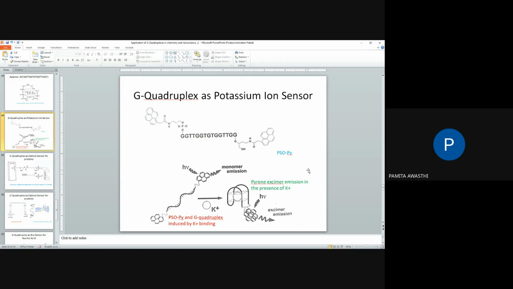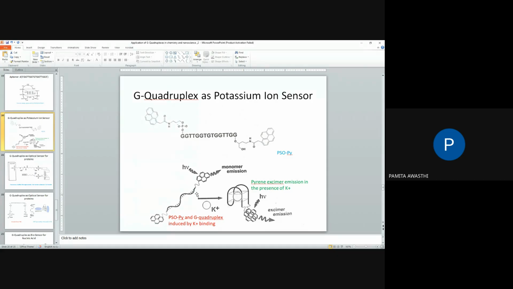So excimer formation for a pi stacked pyrene occurs upon single potassium binding. But in the absence of potassium, this whole PSOPY is in the unfolded form, and it will not show any kind of excimer formation. So that is a fluorescent signal, I should say. When it is unfolded, you will not get an excimer signal, right? This is a monomer emission. You will get a signal, but it is in the form of a monomer emission.